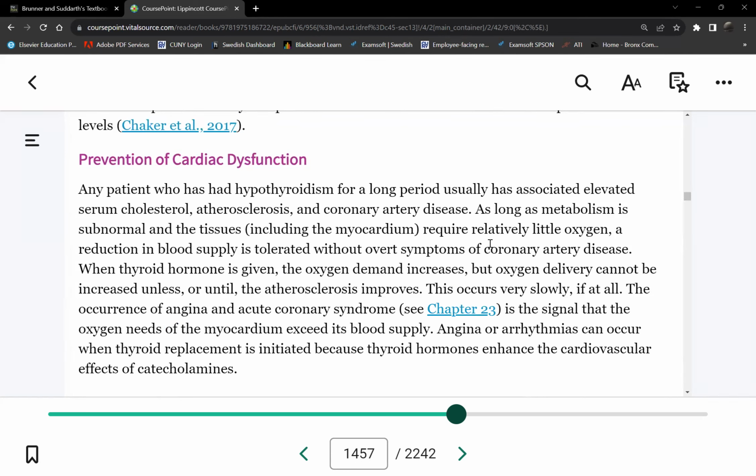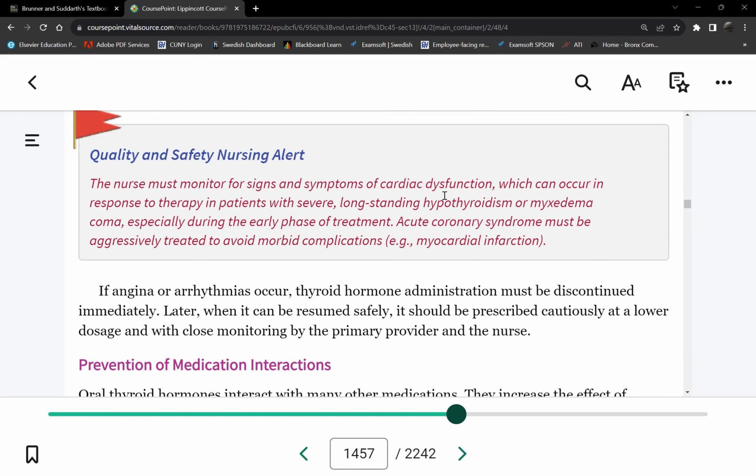So here's the first warning about dosing. Always monitor the patient for cardiac complications. The dose is either too high or too low.